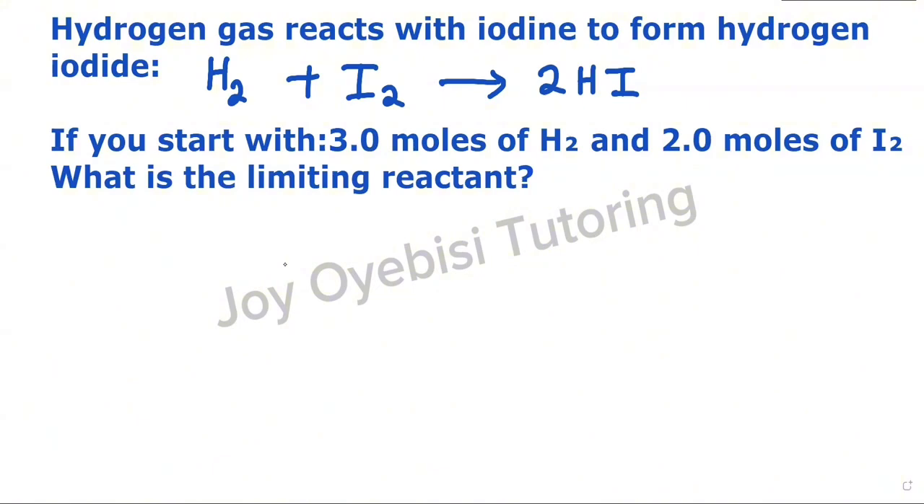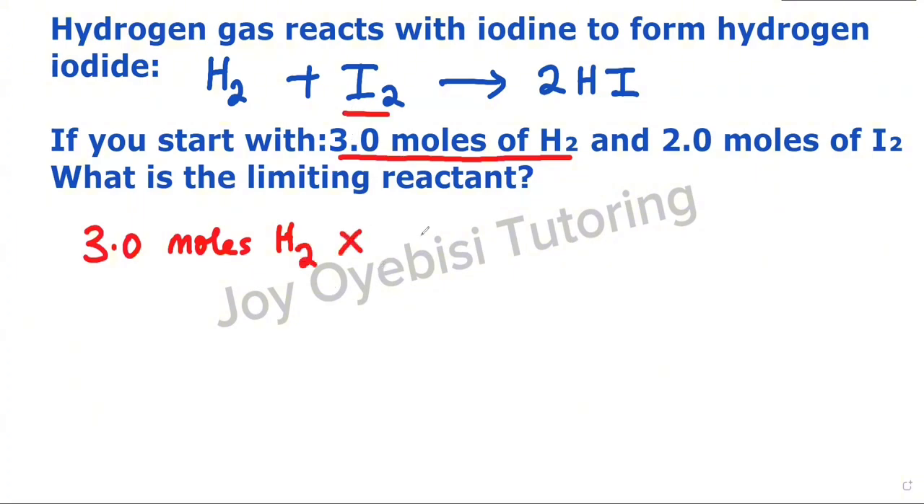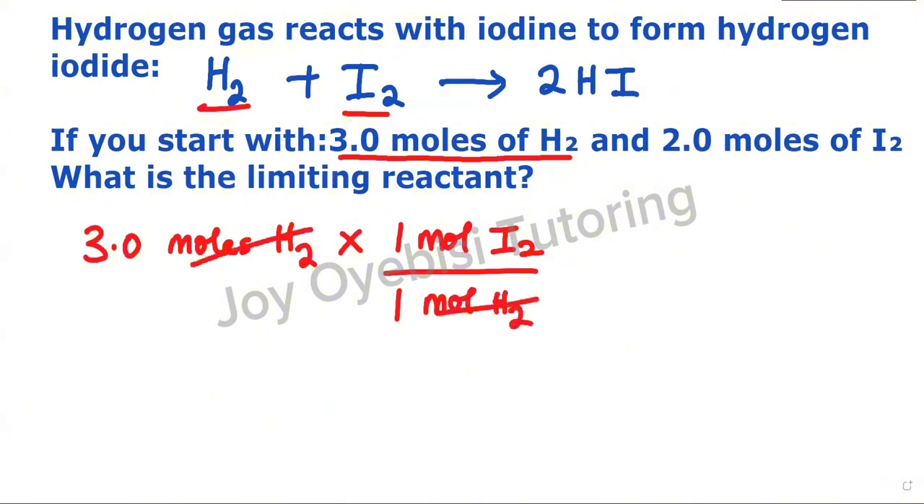I'm going to show you the first method, which is the reactant method. So we have 3 moles of hydrogen. We're going to start with that, and we're going to calculate the moles of iodine from this mole of hydrogen. So 3 moles of hydrogen. Now using the stoichiometry, there is 1 mole of iodine, put that on top, against 1 mole of hydrogen. Now the moles hydrogens we cancel, leaving us with the mole of iodine. So we have 3 times 1 divided by 1. That gives us 3 moles iodine.